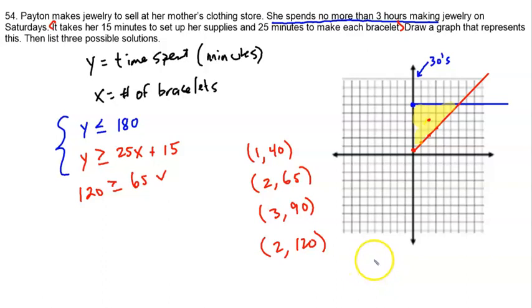And so that is your answer. That's the graph that they were looking for, and then you just have to come up with 3 possible solutions. I gave you one. Basically, any ordered pair that comes out of the yellow, you just want to check it and make sure that it makes both of these true. If it does, it is a solution.